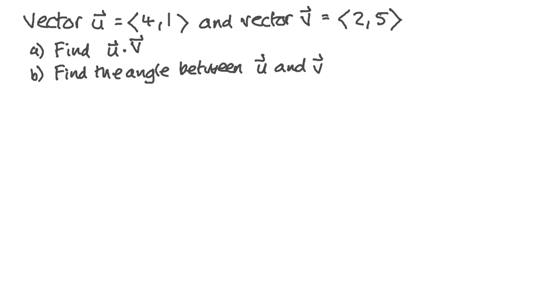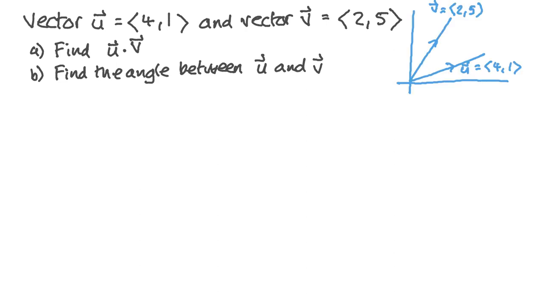Right, so we're given that vector u is (4, 1) and vector v in its component form is (2, 5). We've just got to do two things: 1, find the dot product of those two vectors, and 2, find the angle between them. So first, let's just quickly do a sketch of that situation. So I've got vector u is (4, 1), vector v is (2, 5), looks roughly like that. And what we're also trying to find is this angle theta, which is the angle between the two vectors. Okay, so let's go ahead and do that.